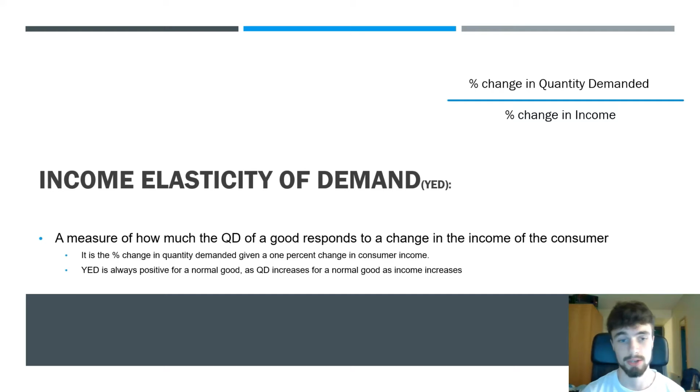Income elasticity of demand, or Y.E.D., is a measure of how much the quantity demanded of a good responds to a change in the income of the consumer. So it is the percentage change in the quantity demanded of a good given a 1% change in consumer income. Income elasticity of demand is always positive for a normal good, as the quantity demanded increases for a normal good as income increases. So if you think about it, if a consumer is earning more money, they're going to buy more of the goods they normally buy. The formula for Y.E.D., or income elasticity of demand, is in the top right.